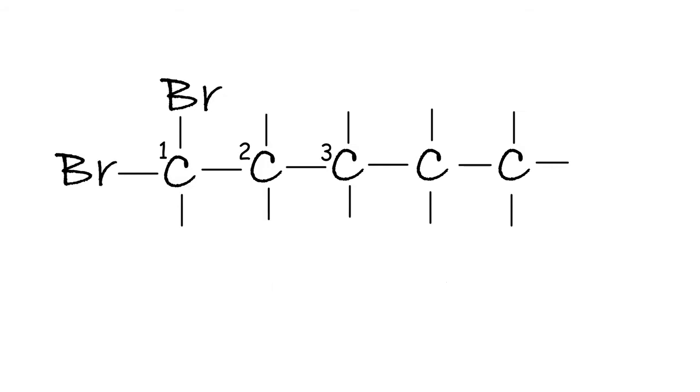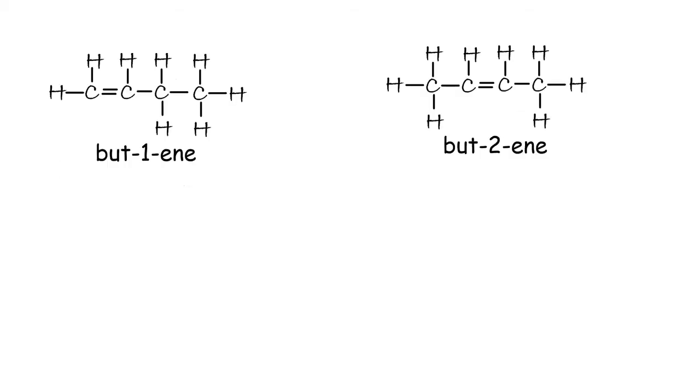It's also possible to have substituents on the same carbon. It's still important to repeat the number to show that they are both on the first carbon. This is 1,1-dibromopentane. These are examples of position isomerism because the position of the substituent has changed. Another example of position isomerism is where the position of a bond changes, such as a multiple bond.